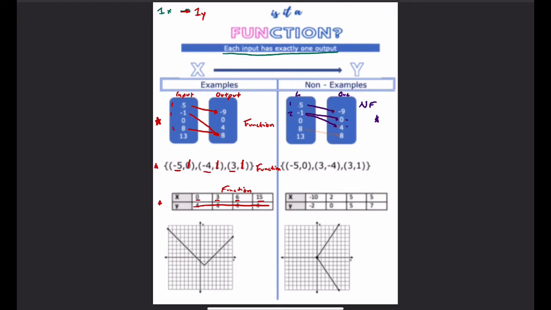Now let's look at the ordered pair. Cross out our y's and see if our x's repeat. We have -5, 3, and 3. You see how these 3's repeat? This is not a function.